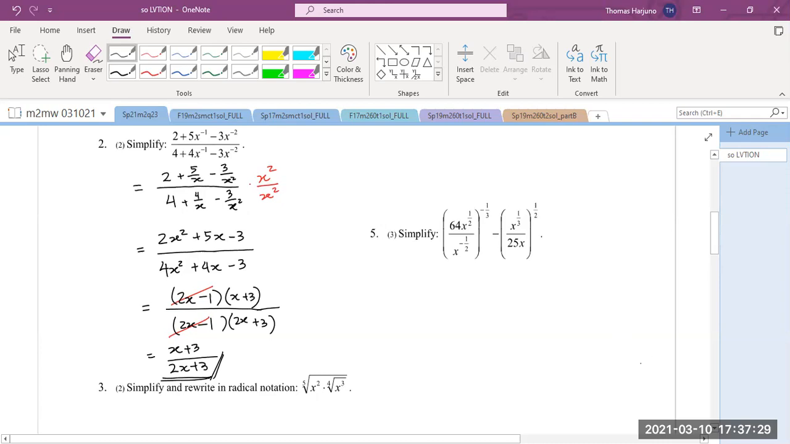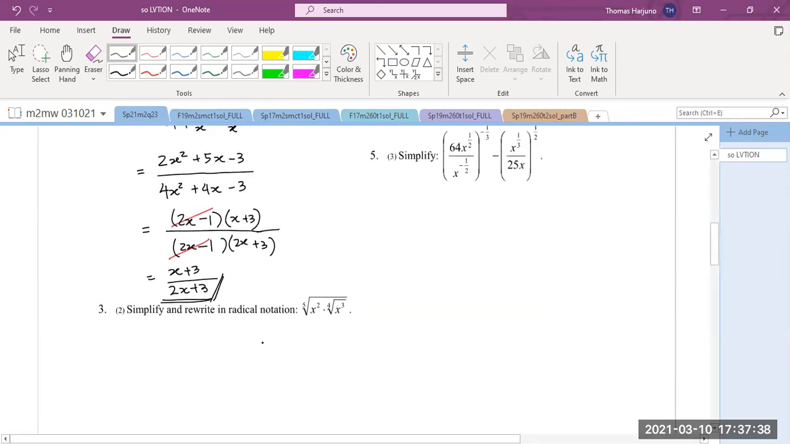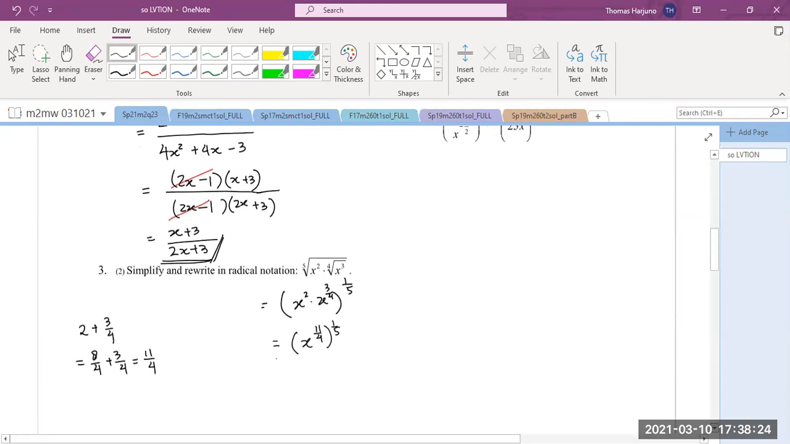Number 3, simplify and rewrite in radical notation. This seems to be hard. Okay, but I guess what I will do is the fifth root, that's to the power of 1/5. So I will rewrite them in rational exponent first. To the power of 1/5, the power of 1/5 of x squared times x to the 3/4. 2 plus 3/4 is 8 over 4 plus 3 over 4, that's 11 fourths. So this is x to the 11/4 to the 1/5, which is x to the 11 over 20, that's the 20th root of x to the 11th.